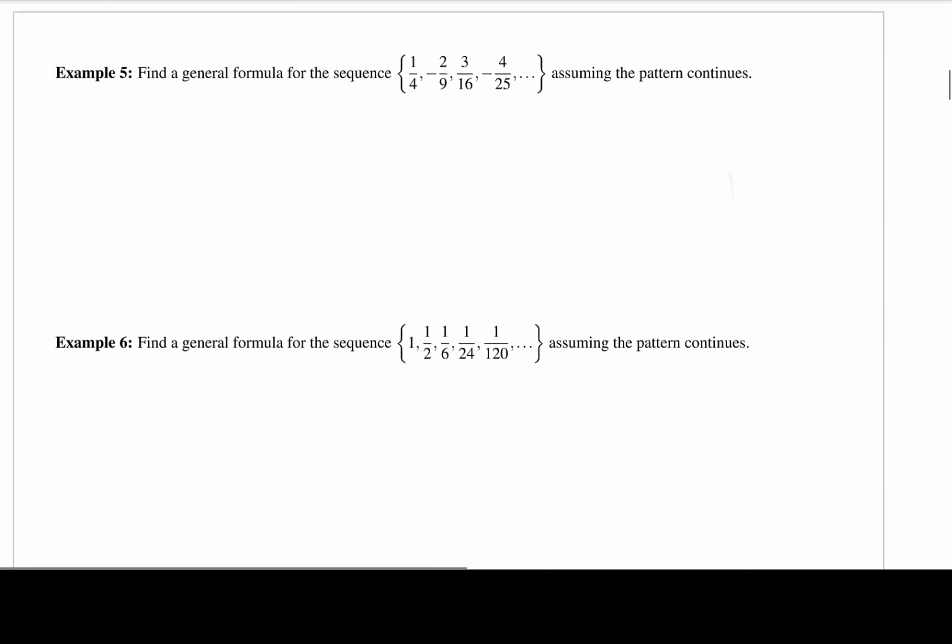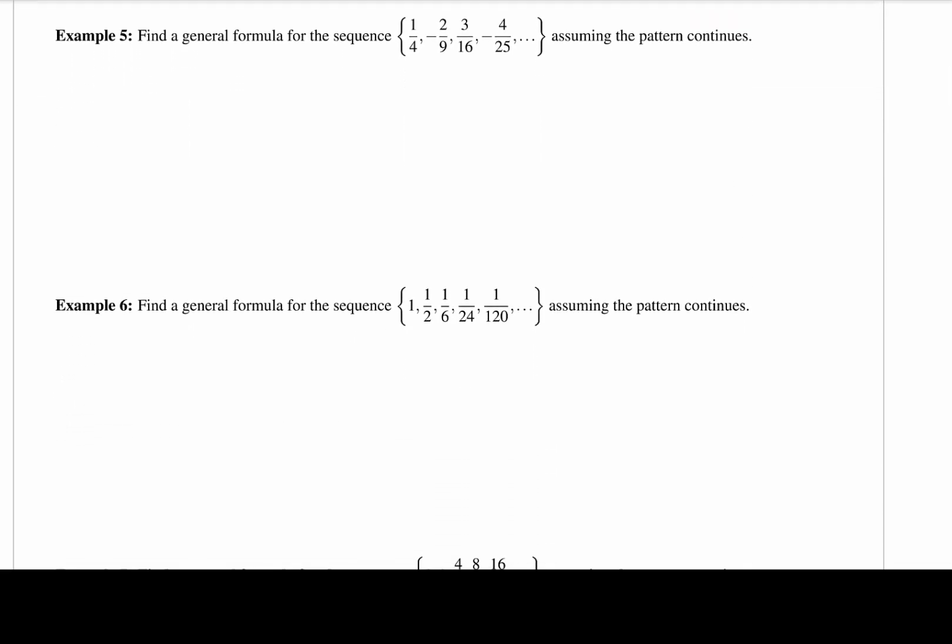Okay, now that we've looked at how to get the terms given a sequence formula, I want to look at, well, if we're given terms, how do we go from those terms to the sequence formula? So the first thing I want to notice is that this is an alternating sequence. We go from positive to negative to positive. Instantly, whenever I see that, I know that my formula is going to need to have a negative 1 to the n or negative 1 to the n plus 1.